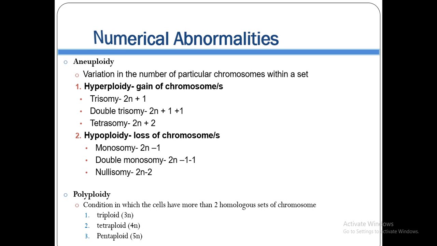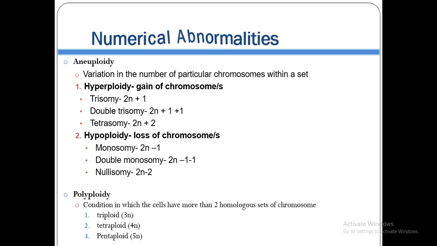For trisomy, it is a normal chromosome set added with one chromosome. For double trisomy, it is a normal chromosome set where one chromosome is added to one chromosome region, and another chromosome has been added to another chromosome region which is different.